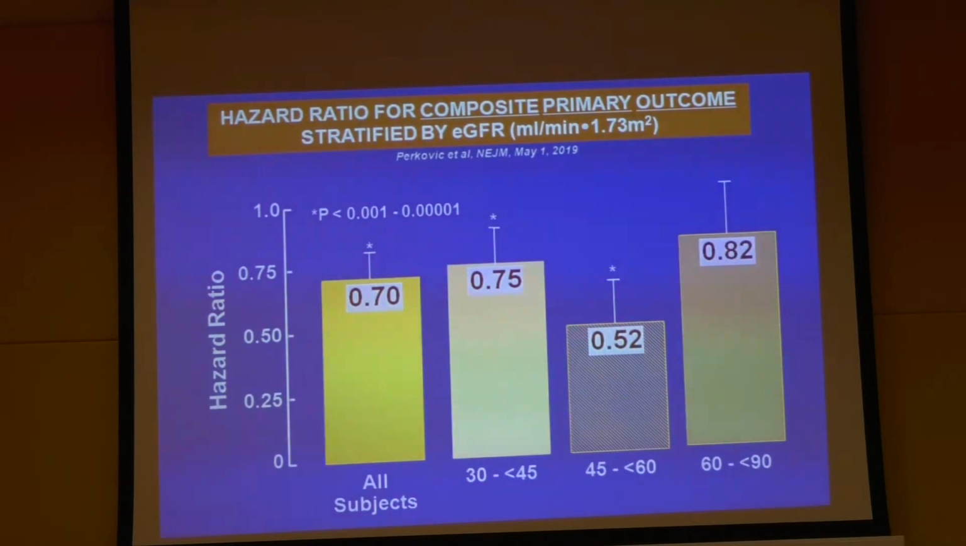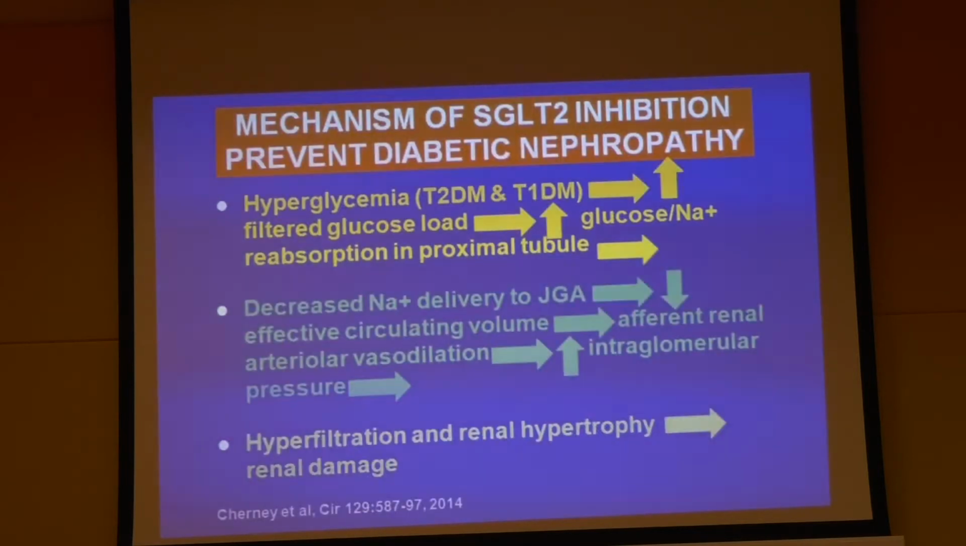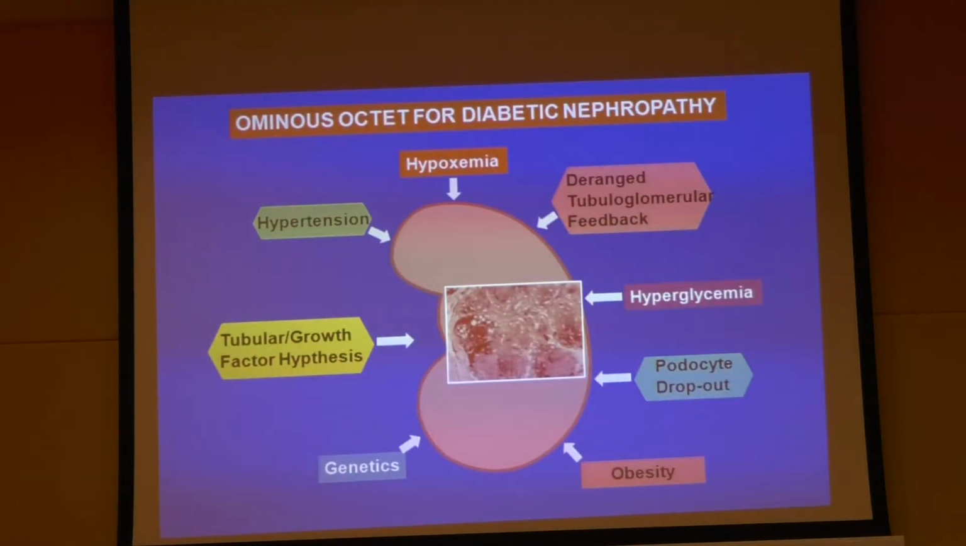But what we really want to know is, what is the specific effect on the kidney endpoint? And the kidney endpoint is the composite endpoint, which I told you about. And again, whether you have a low GFR, intermediate, or relatively normal GFR, there's enormous benefit from the SGLT2 inhibitors. Another reason why I like these drugs as first-line therapy.